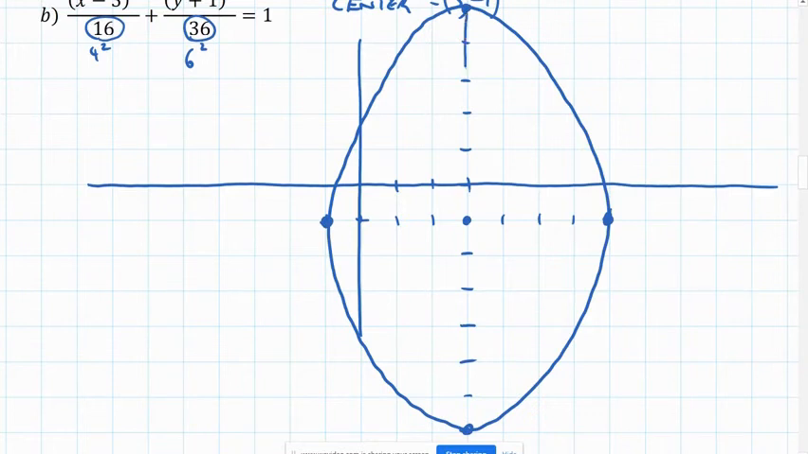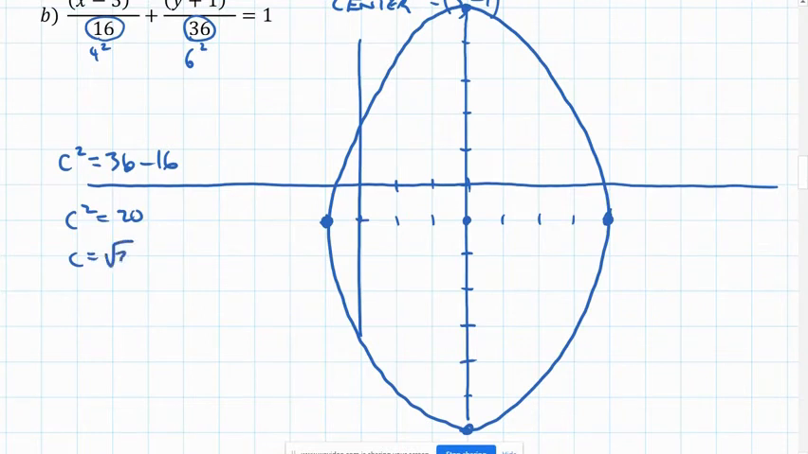And since our major axis is vertical this time, we know our focal points are going to be on the vertical axis instead of the horizontal axis. And so we get c squared is equal to, remember we always do the bigger one, the bigger denominator minus the smaller denominator. And so that is c squared equals 20. So c is the square root of 20, which is about 4.5.